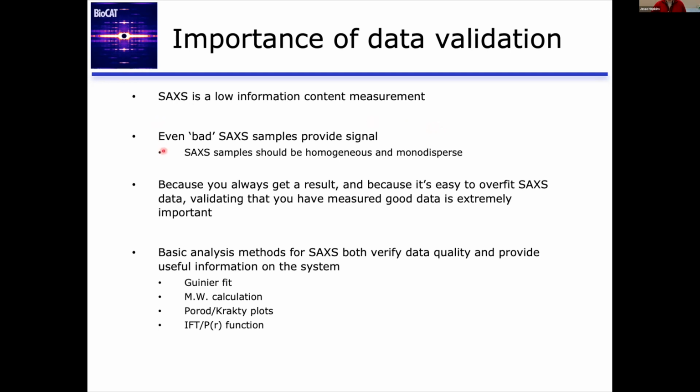The challenge is that even bad SAXS samples, even samples where something's gone wrong, will provide signal. This is unlike crystallography, where if you get bad crystals, they just don't diffract. Here, if you get something with some aggregate in it or a bad buffer match, you're still going to get a result. Because you always get a result, and because it's easy to overfit the data, validating that you've measured good data is extremely important. The basic analysis methods for SAXS that I'm going to go through in the rest of this talk both verify that the data quality is good and provide you useful information on the system. These are important things to do every time you're collecting SAXS data, every time you have a new system, every time you have a new measurement. Check these and make sure it all looks good.